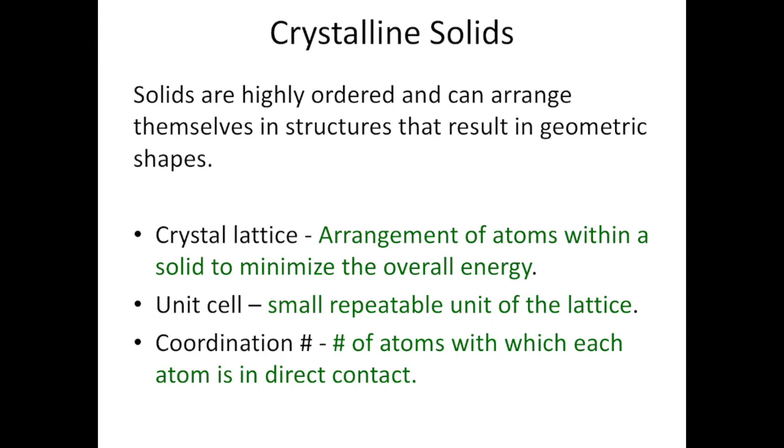A unit cell is a small, repeatable unit of a lattice. So if you think of a tile floor, one tile would be the smallest repeatable unit of that tile floor. And so by studying just that small piece, we can get information about the whole thing, which is really big when we're considering how many atoms there are. Coordination number is just how many neighbors an atom has. So that's all that is.